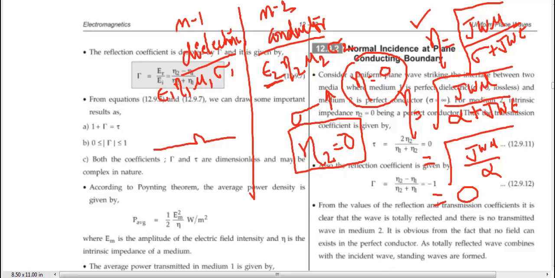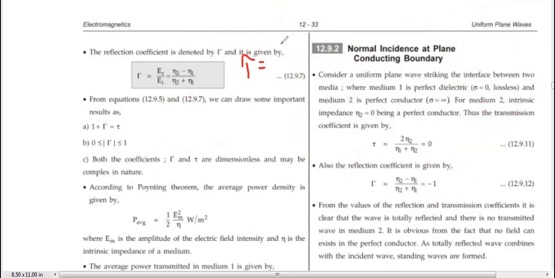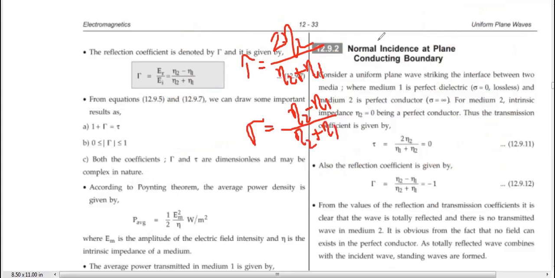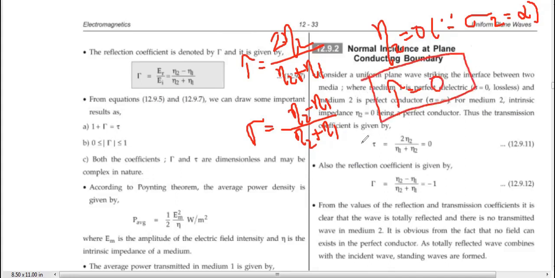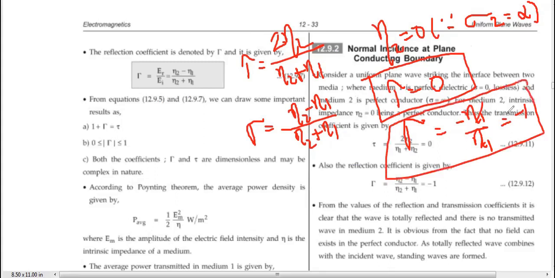Now you have got one idea, my dear students. Then, what are the transmission coefficient and the reflection coefficient? Transmission coefficient is 2 eta 2 by eta 2 plus eta 1. And the reflection coefficient is eta 2 minus eta 1 by eta 2 plus eta 1. Now in the conducting boundary, eta 2 is equal to 0, since conductivity is very high. Now you can find the transmission coefficient for normal incidence at a plane conducting boundary. Eta 2 equal to 0 means the transmission coefficient is 0. And the reflection coefficient: eta 2 is 0, so minus eta 1 by 0 plus eta 1. Both get cancelled, so minus 1.